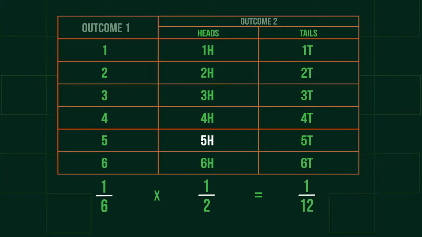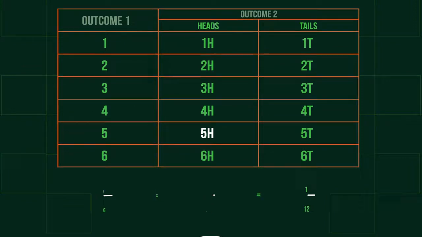This is the exact same value as if we multiplied the two probabilities together. 1 over 6 multiplied by 1 over 2 equals 1 over 12. Therefore, to find the probability of multiple events happening, we multiply their individual probabilities together. This will always result in a lower probability than the individual parts themselves, so remember to check that your combined probability is lower than the parts you started with.